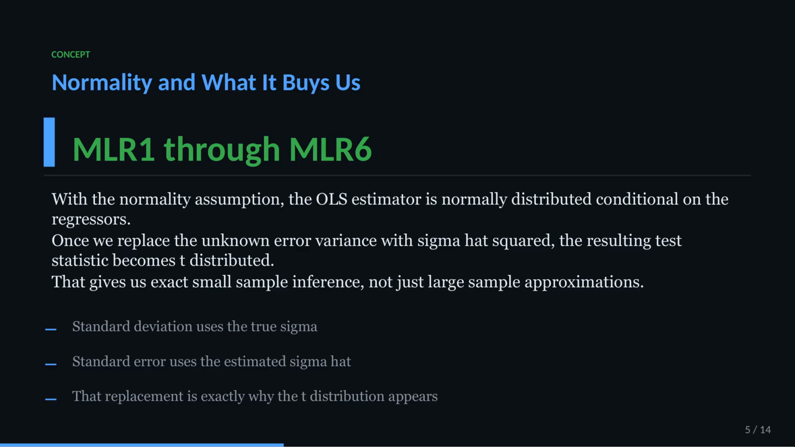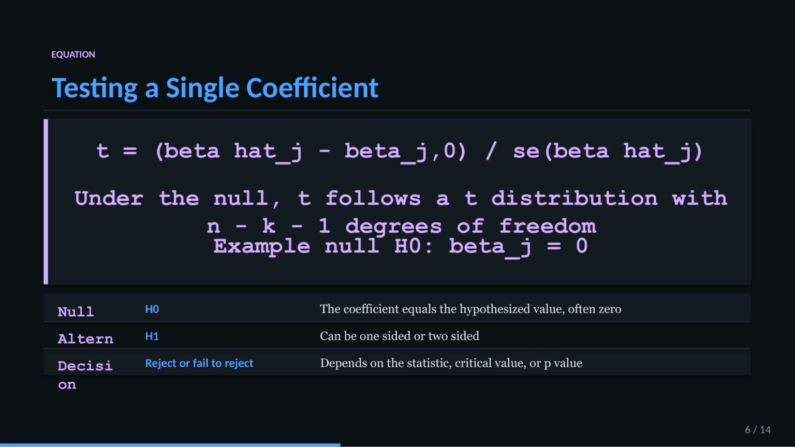For a single coefficient, the test statistic is beta hat minus the null value, divided by the standard error of beta hat. If the null says the coefficient equals 0, then the numerator is just the estimate itself. Under the null, that statistic follows a t-distribution with n minus k minus 1 degrees of freedom. The basic idea is simple. If the statistic is too large in absolute value, the estimate is too far from the null to be explained by ordinary sampling variation alone. Then we reject the null.